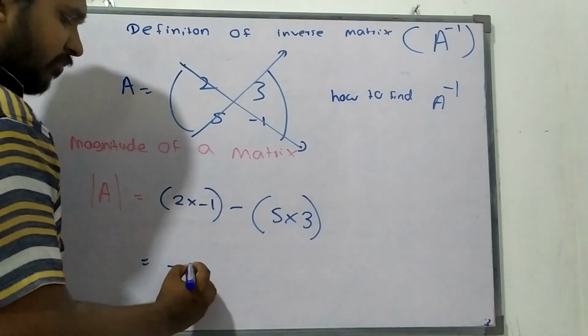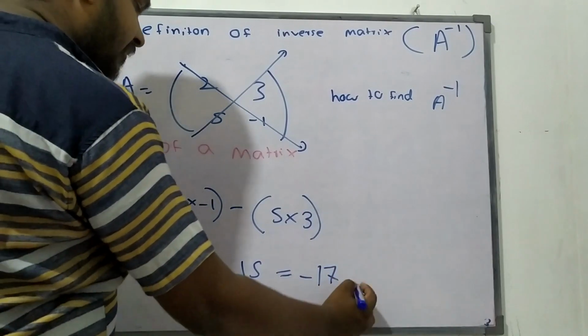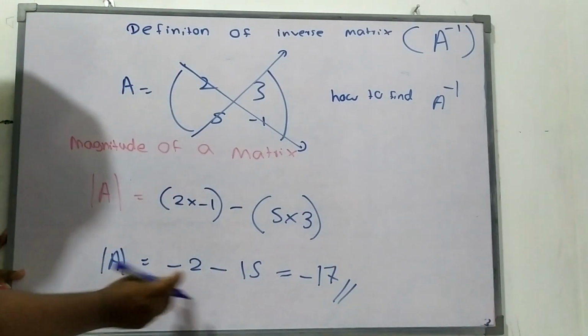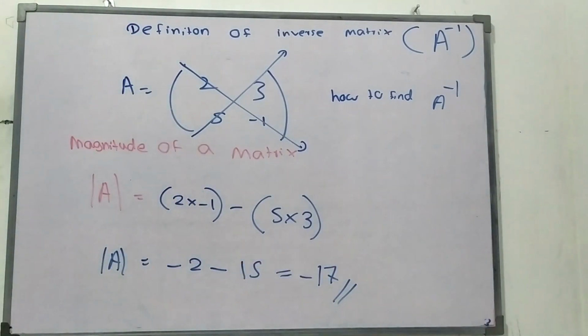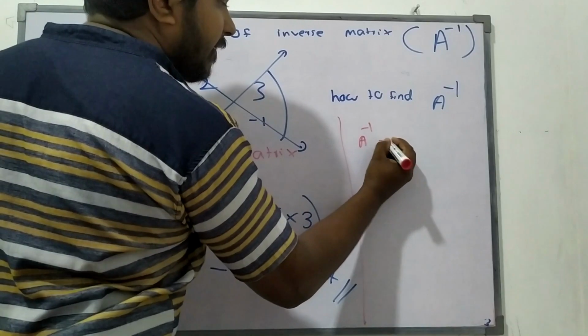2 into minus 1 is minus 2, minus 50. Then the answer is minus 70. Then modulus A is minus 70, right? Then, how to write the inverse? A inverse, right?